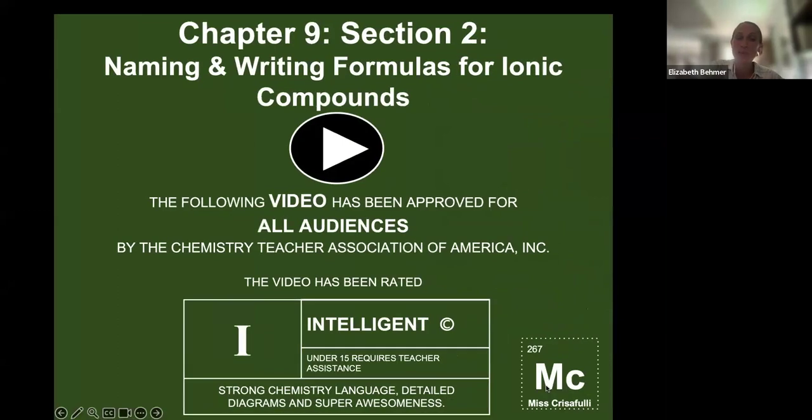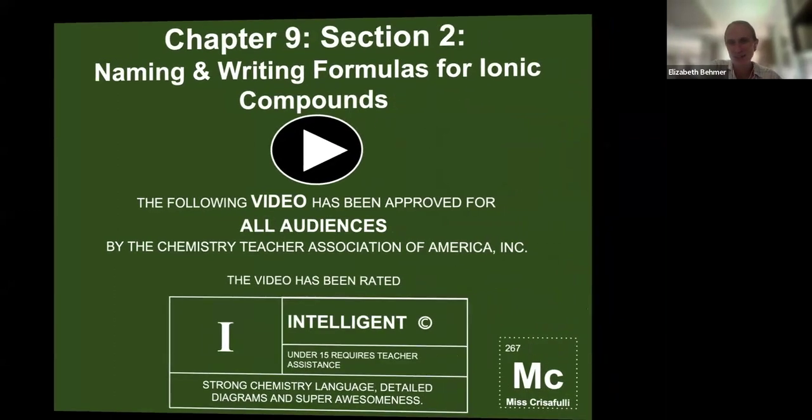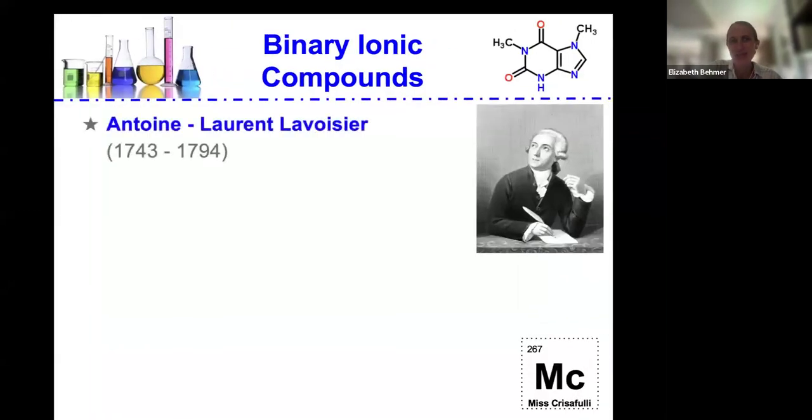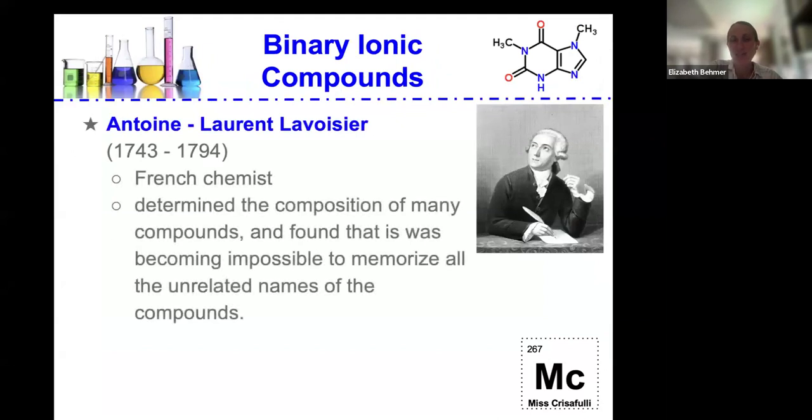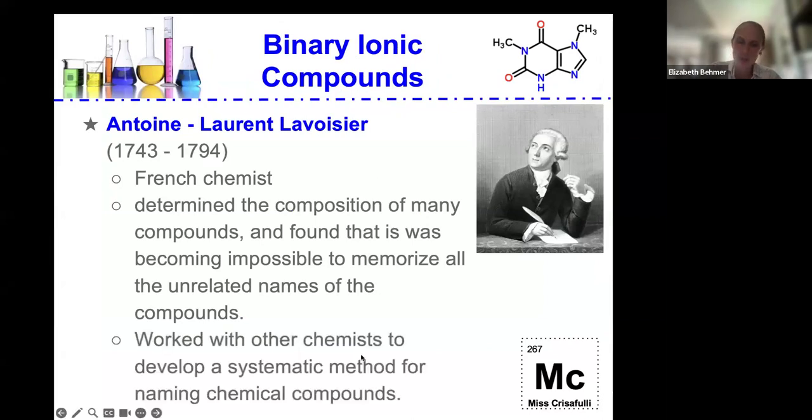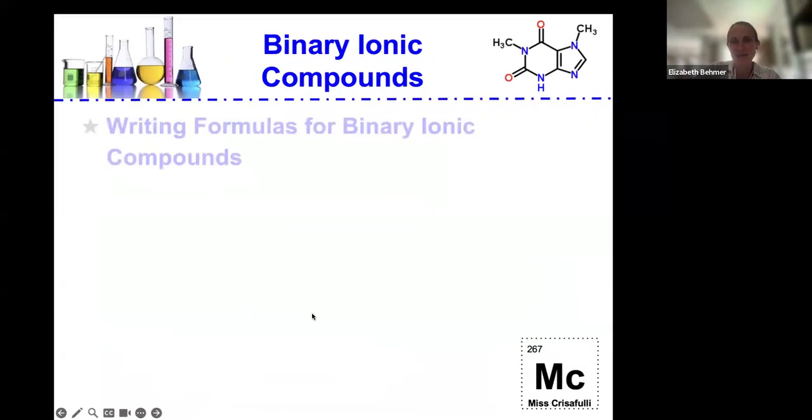All right, moving right on to chapter 9, section 2, we're going to talk about naming and writing the formulas for ionic compounds. Antoine Laurent Lavoisier was a French chemist. He determined the composition of many compounds and found that it was becoming impossible to memorize all the unrelated names of the compounds. So he worked with other chemists to develop a systematic method for naming chemical compounds.